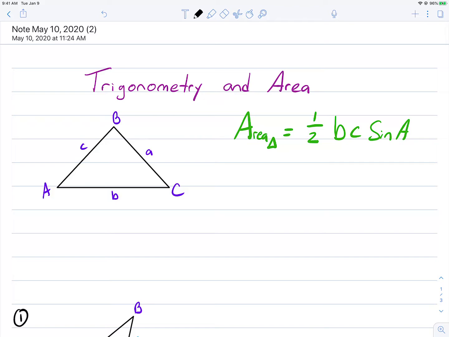Hello everyone. Today we're going to be finding the area of a triangle, but we're actually going to be using trigonometry to find the area of a triangle. So the area formula for a triangle is 1/2 b times c times the sine of A, but I want to show you where that comes from.